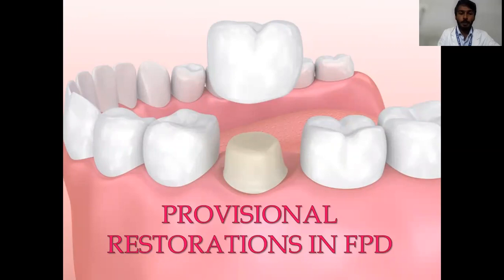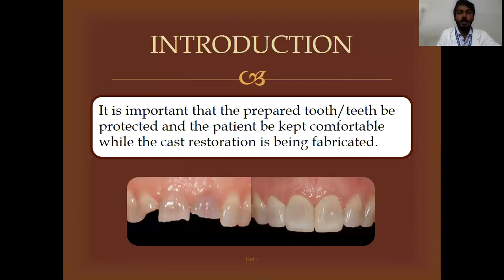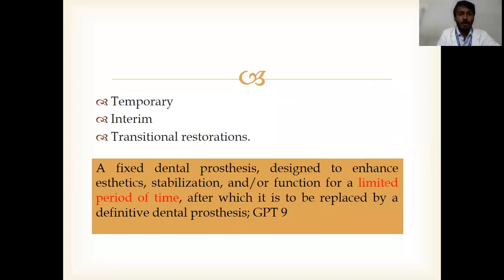Today we will be dealing with the topic provisional restorations in fixed partial denture. Introduction: it is important that the prepared tooth or teeth be protected and the patient be kept comfortable while the cast restoration is being fabricated. The provisional restoration is also called temporary, interim, or transitional restoration. It is defined according to the GPT-9 as a fixed dental prosthesis designed to enhance aesthetics, stabilization and or function for a limited period of time, after which it is to be replaced by a definitive dental prosthesis.